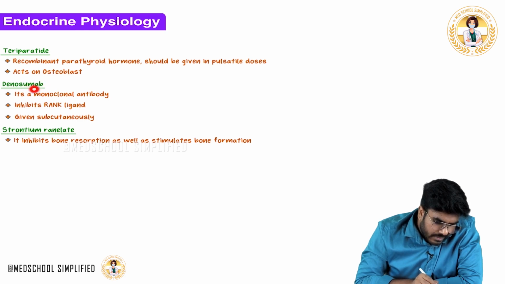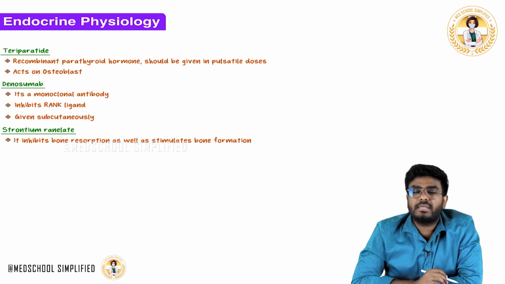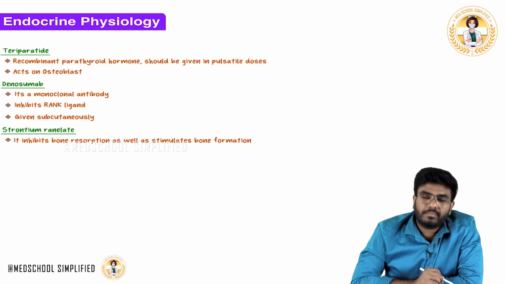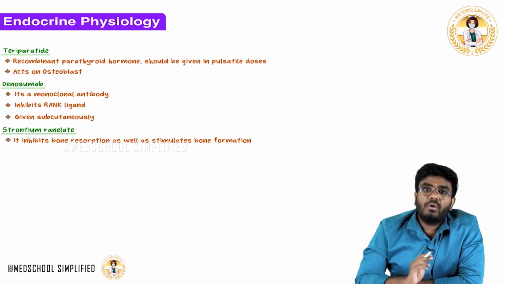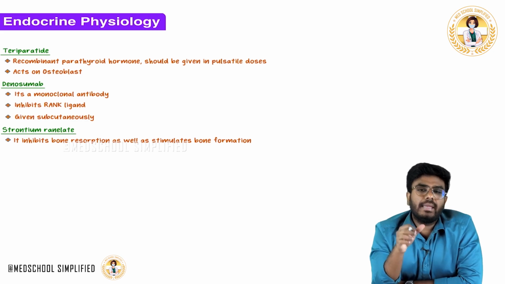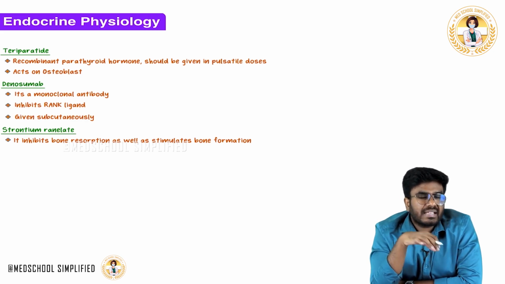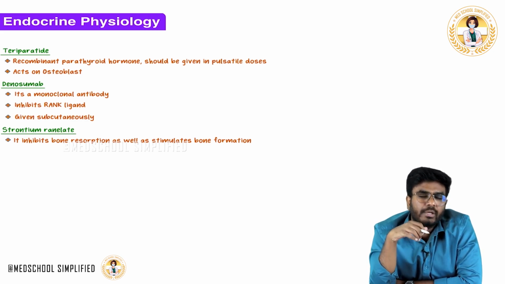Now after this, let's talk about a drug called denosumab. Please concentrate on this. MAB stands for monoclonal antibody. So denosumab is a monoclonal antibody. What is this denosumab going to do? It inhibits, see. Now denosumab is acting like osteoprotegerin. It's acting like a decoy receptor.